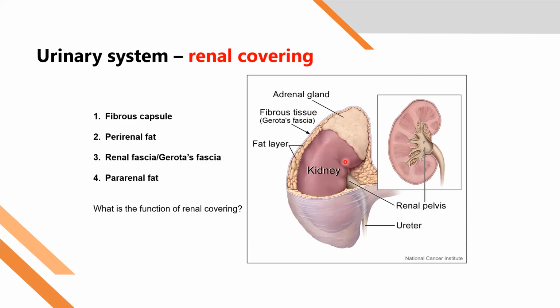So only one structure is completely covering just the kidney, which is the fibrous capsule. The others all cover both. Right? Understand? What is the function of the renal covering? This provides some protection from trauma and damage and puts the kidney in its position.